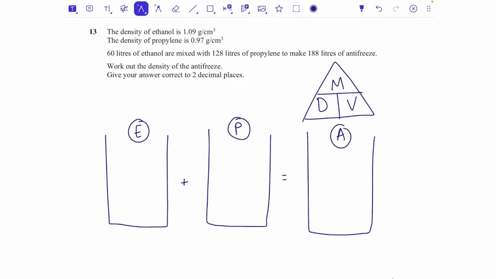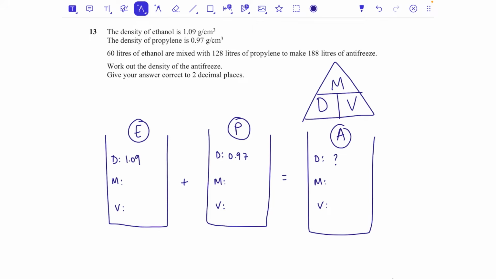And in each of these little tubs, I like to put density, mass and volume, density, mass and volume, and density, mass and volume. So now we're going to fill in what we know. The density of ethanol is 1.09 grams per centimetres cubed. Density of propylene, 0.97. We don't know the density of the antifreeze. That's what we're trying to work out.